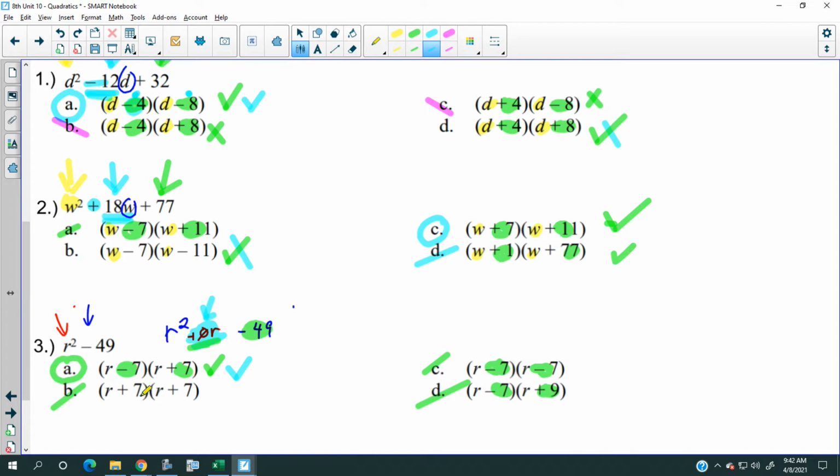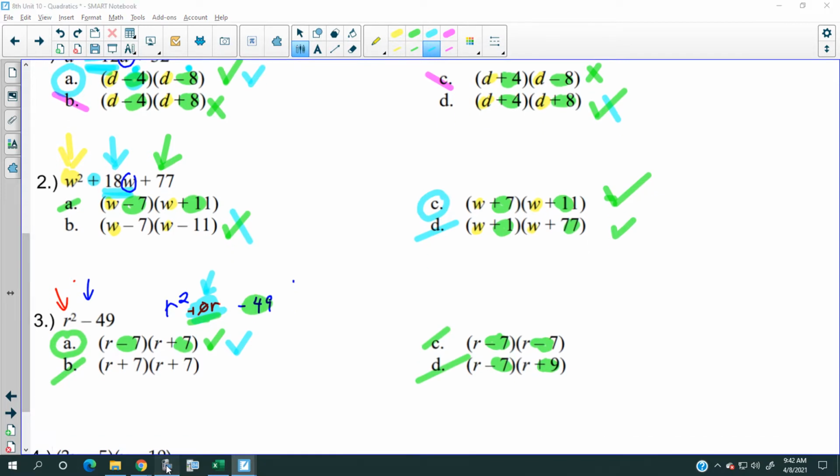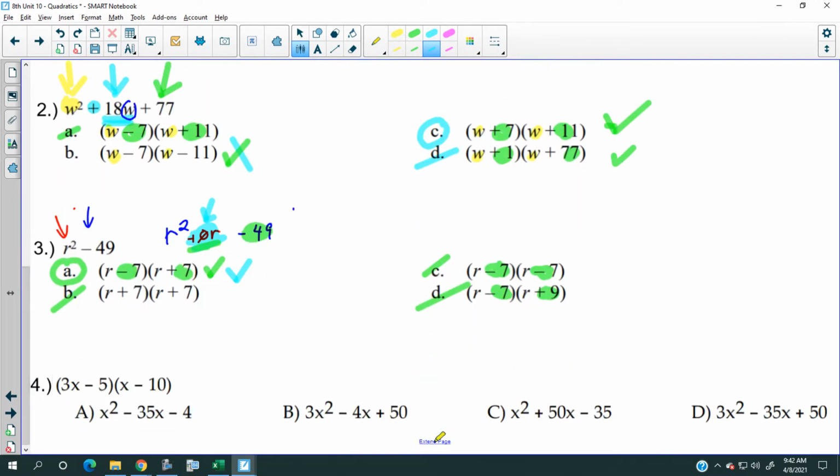Because none of these work, like 7 plus 7 is 14, that's not true, right? Because if you did this, you would have a 14R in the middle somewhere. Negative 7 plus negative 7, that's negative 14, not 0. And this one, of course, isn't. So that's that, okay? So I hope you find that helpful, okay?